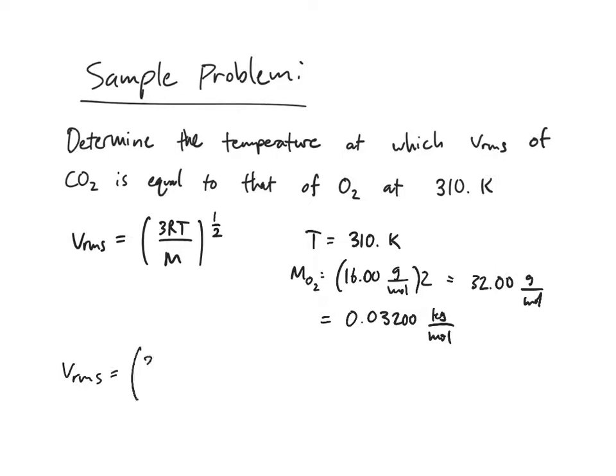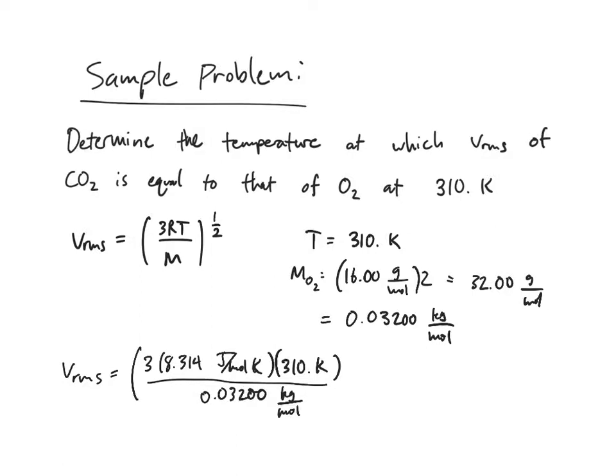VRMS is going to equal 3 times 8.314 joules per mole Kelvin. We need to use that R because that's the R that has joules in it. 310 Kelvin divided by the molar mass, 0.03200 kilograms per mole. And this is all to the 1/2 power.